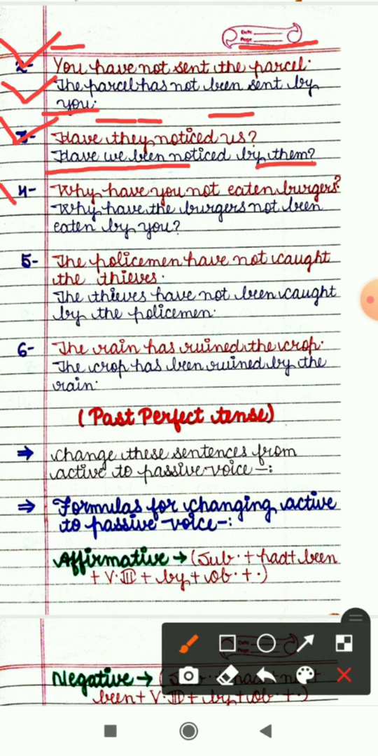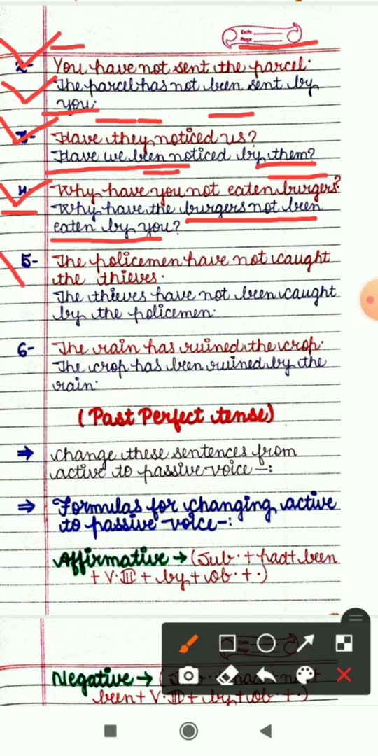Fourth sentence is why have you not eaten burgers? Here the subject is you and the object is burgers. That means our new subject will be burgers, which is plural. So with that we will use have. So first of all, question word will remain same at its place, then have, then new subject, the burgers, not been eaten by you. Why have the burgers not been eaten by you?